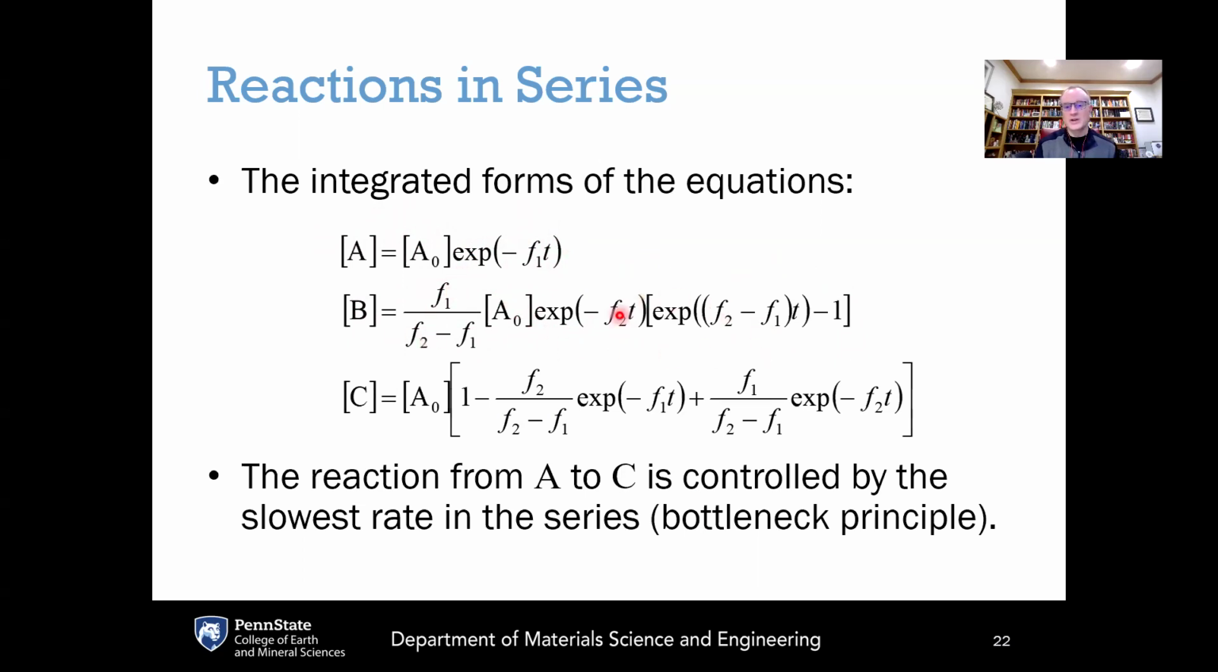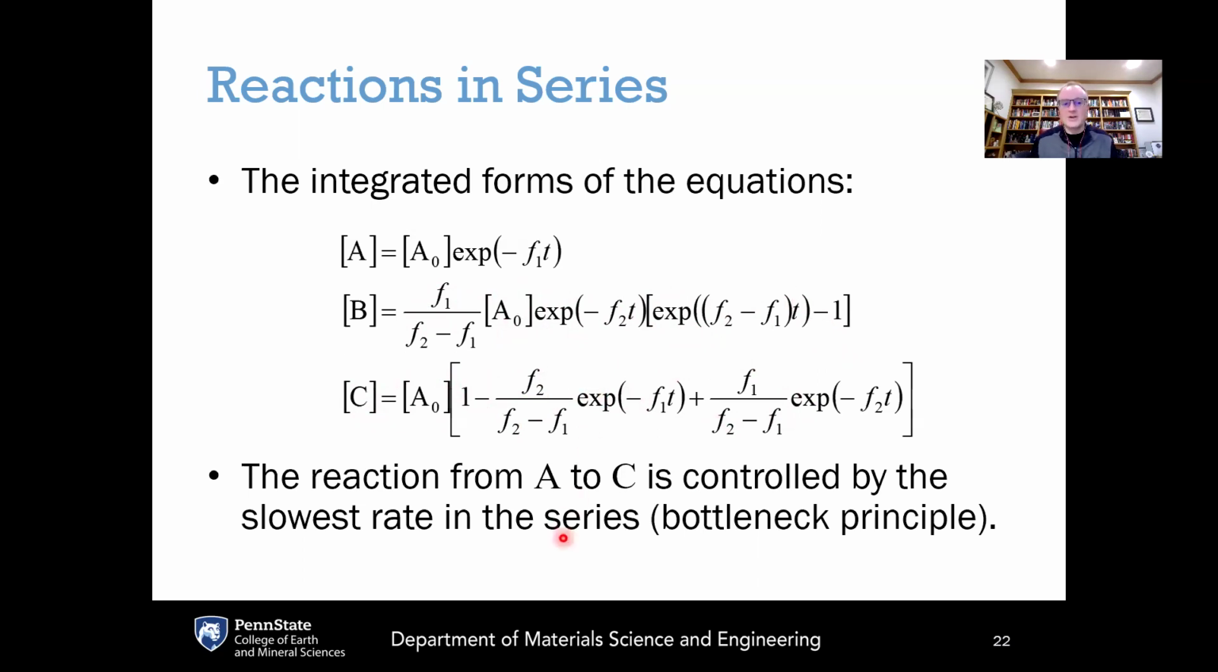And then you've got a product of a couple of different exponentials here. This then is the equation for the concentration of B, and that gets inserted into the differential equation for C, thus enabling us to solve that. And then we get the final form of the concentration of C here, which you can see depends on the initial concentration of our first reactant, A0, and then some ratios here of the reaction rates of k2 and k1.